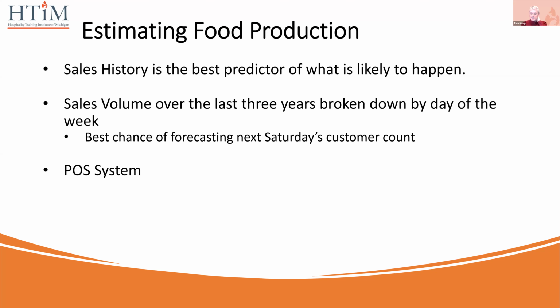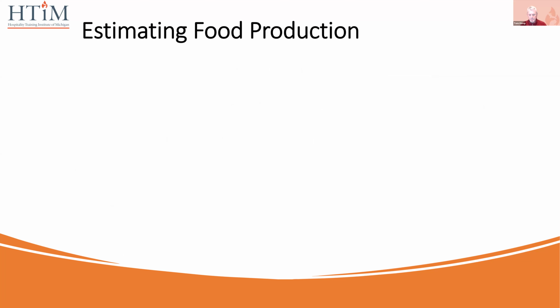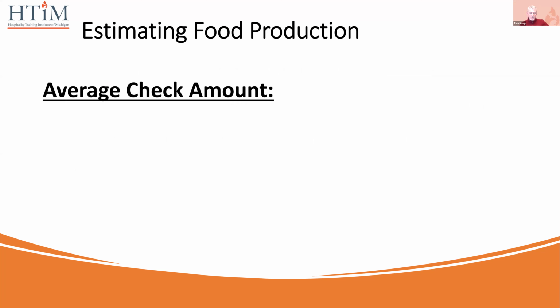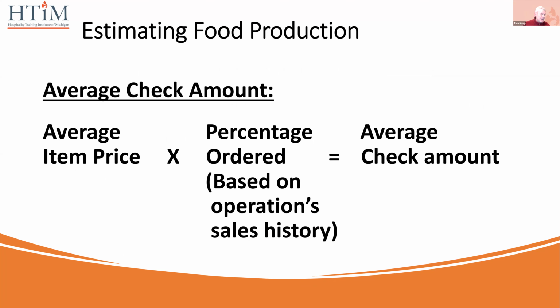Using your point of sale system, you're going to be able to track the revenues that you had. You record the items that were actually sold, and then report in various areas of the business. So an example going forward is that an average check amount really is the average item price times the percentage ordered based on your history, which we've talked about, and that gives you the average check amount.